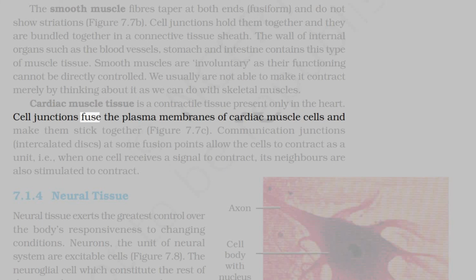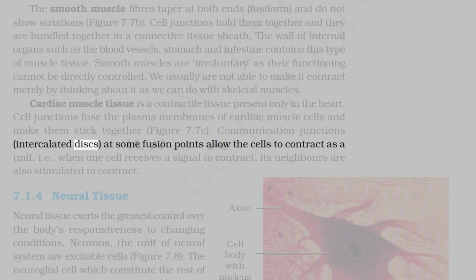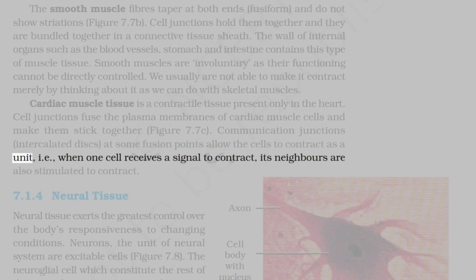Cell junctions fuse the plasma membranes of cardiac muscle cells and make them stick together, figure 7.7c. Communication junctions, intercalated discs, at some fusion points allow the cells to contract as a unit, i.e., when one cell receives a signal to contract, its neighbors are also stimulated to contract.